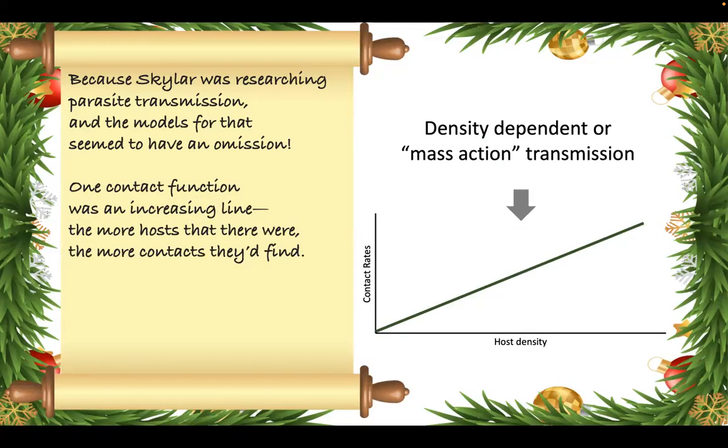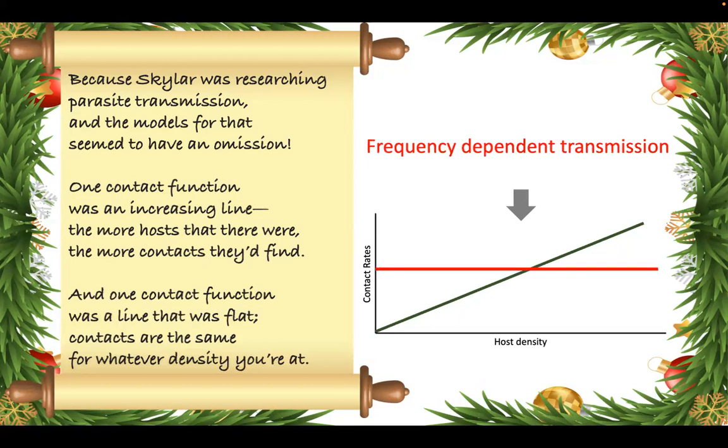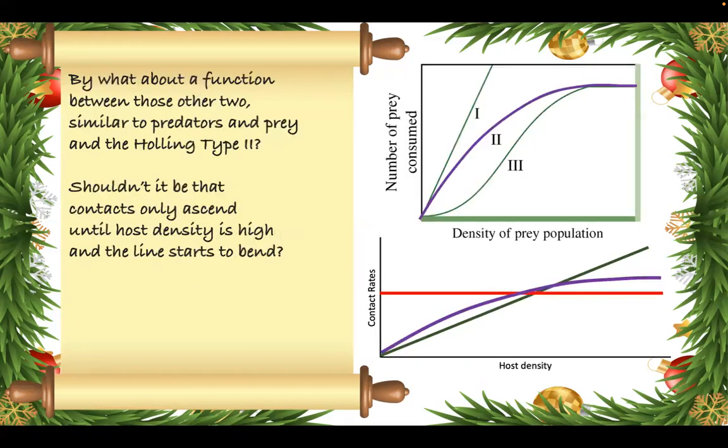One contact function was an increasing line. The more hosts that there were, the more contacts they'd find. And one contact function was a line that was flat. Contacts are the same for whatever density you're at.